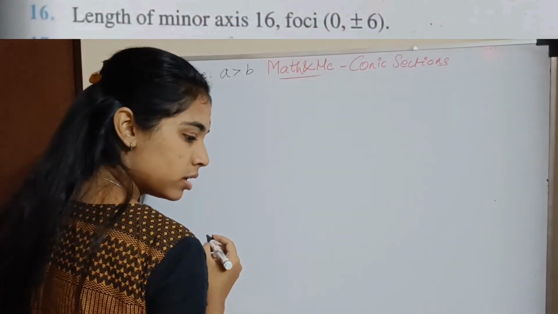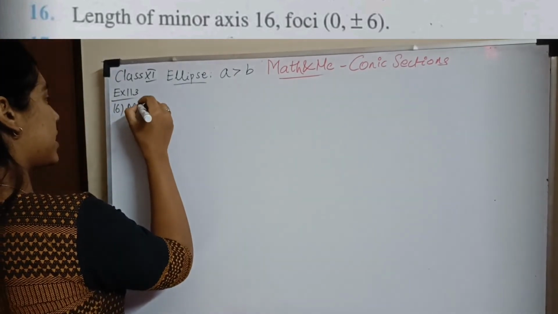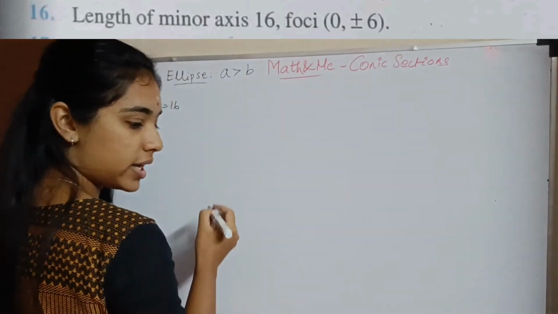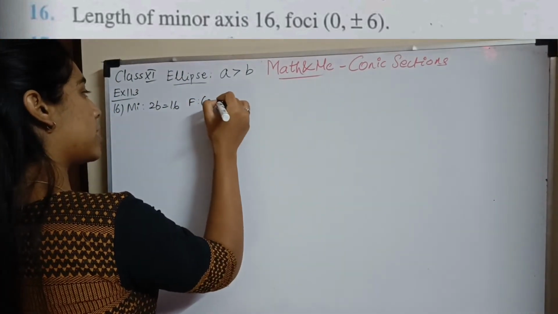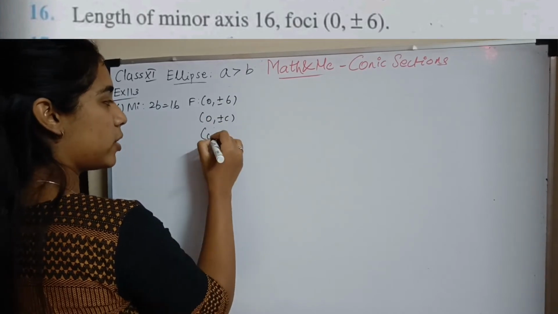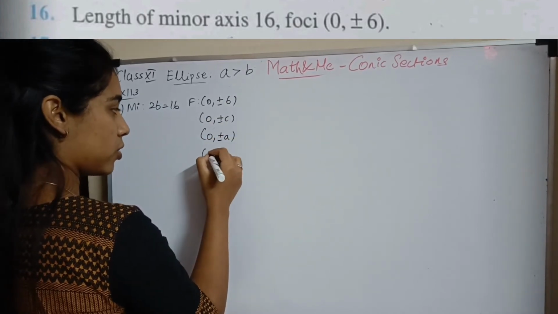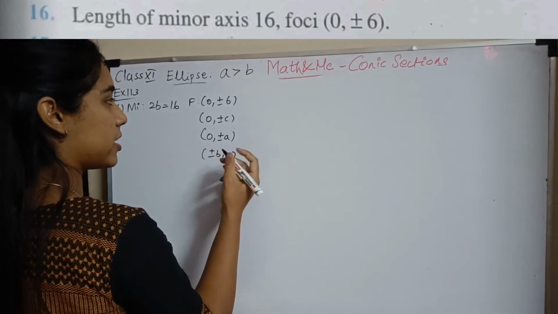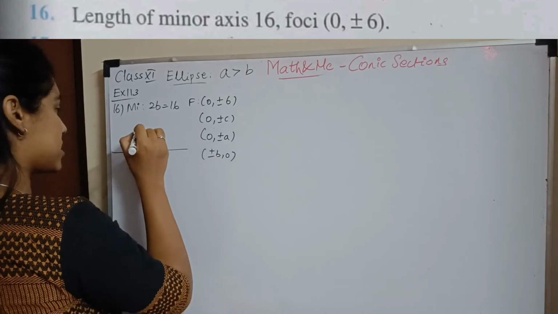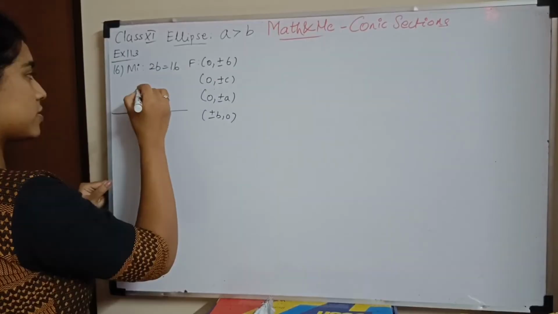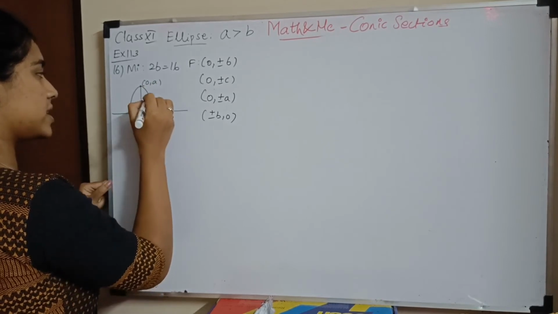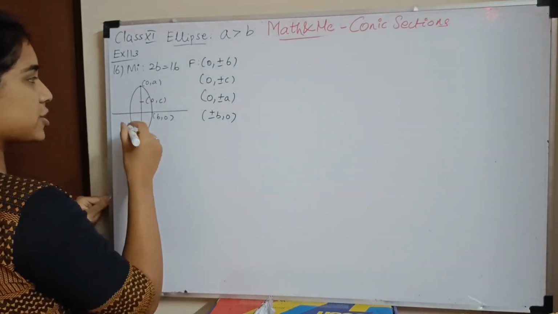Question number 16. Length of the minor axis. Minor axis na enna? 2b is given to be 16 and the foci is 0, plus or minus 6. Appo idhu enna? 0, plus or minus c. C y coordinate la irundha, a um y coordinate la dhaan irukum. So b will be in the x coordinate. So how does your ellipse look like? Ellipse is along the y axis. So it will look like this. So this point is 0, a. This is b, 0 and your c is over here. So 0, c.